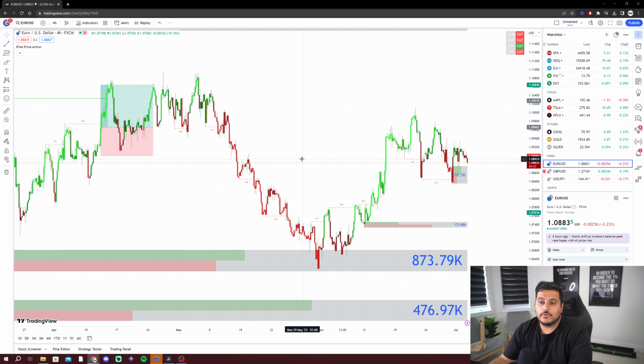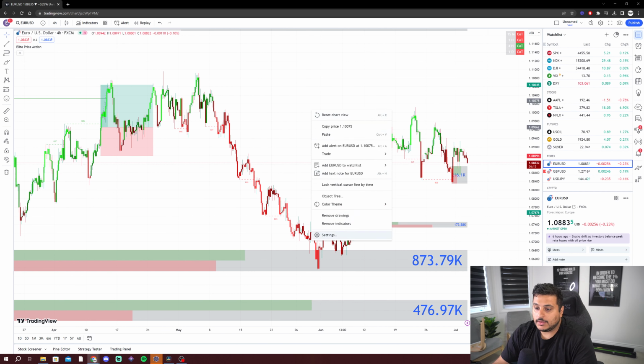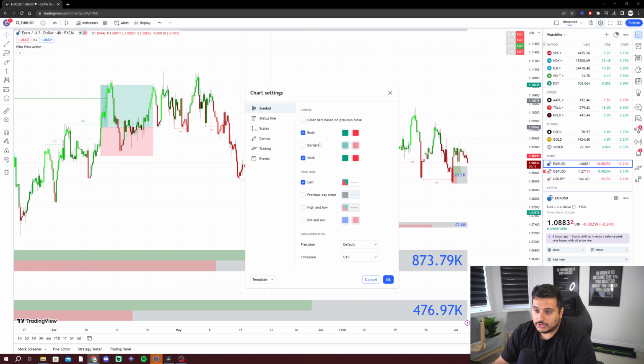One thing to note, for the candle colors to work properly on TradingView, you have to do this right here. Anywhere on the graph, right click and hit settings, and then make sure you have the borders colors turned off over here, then press OK. If you have it turned on, the candles color will not work as intended. So make sure this is off, then press OK.